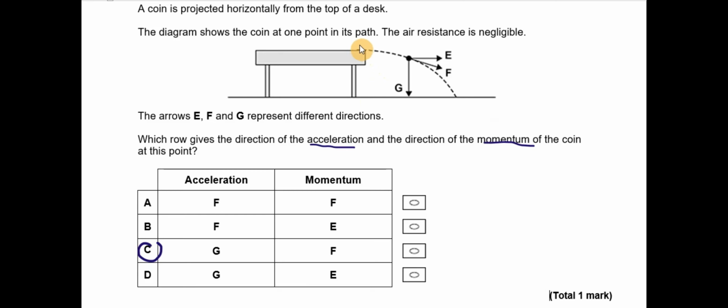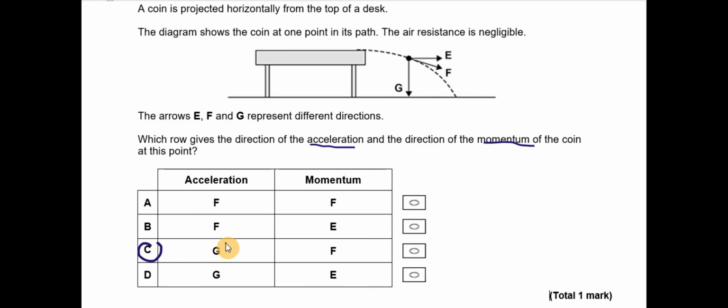Okay, so the first thing is we're told that air resistance is negligible. That means it's going to continue in the horizontal direction at a constant velocity. So there's no acceleration in the horizontal direction. However, it will constantly be accelerating downwards towards the ground due to gravitational force at a constant rate. So the only acceleration is in the vertical direction.